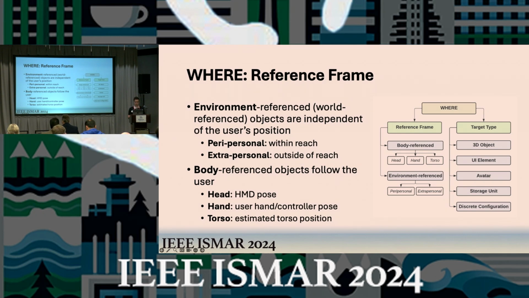So the reference frame is the coordinate system in which selection targets appear. It can be either environment referenced or body referenced. Environment referenced objects move independently of the user, while body referenced objects move within the coordinate system of the user's head, hand, or the estimated torso position. I will show some concrete examples in a few slides.